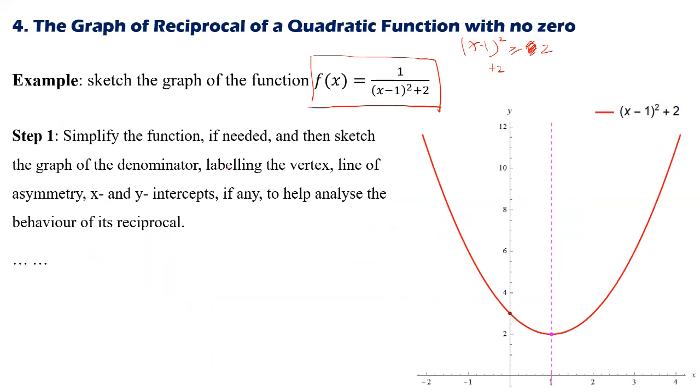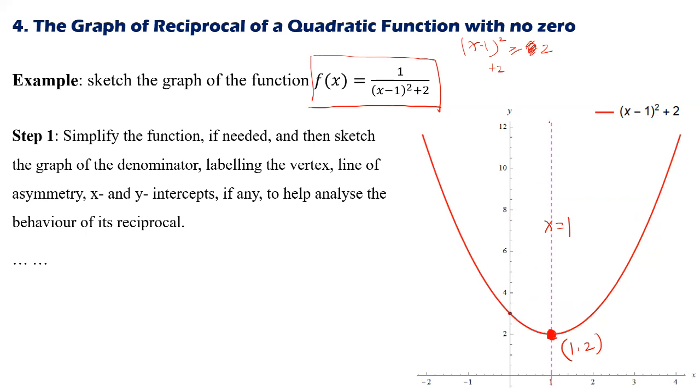So in this way, first of all, again, let's draw the graph of the denominator first. Okay, as you can see here, the leading coefficient is positive. So this function here is opening up, right? And the vertex is the local minimum, which is (1, 2), right? And the axis of symmetry is x equals 1, right? So basically, this is a sketch of the denominator, right?